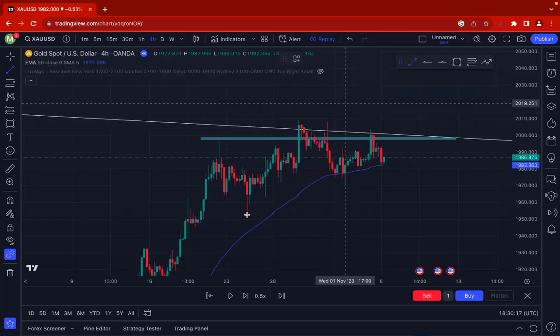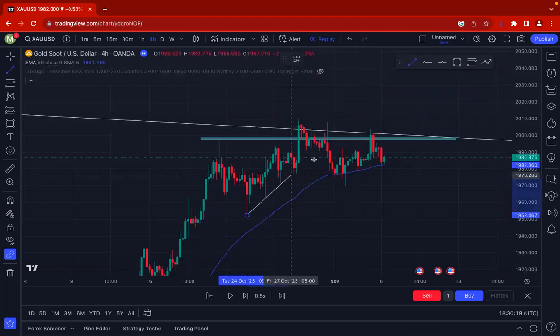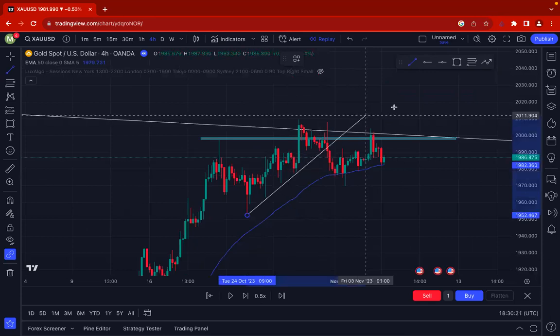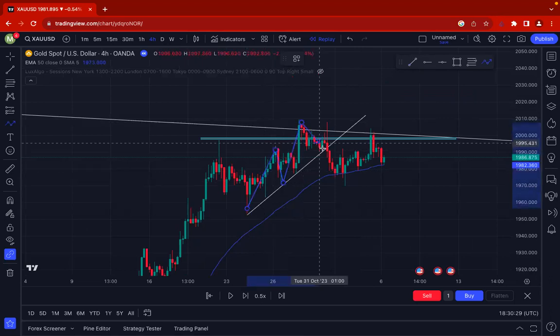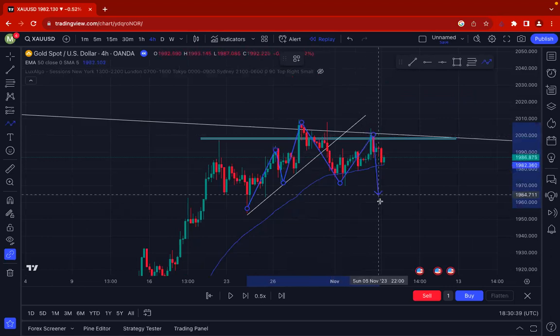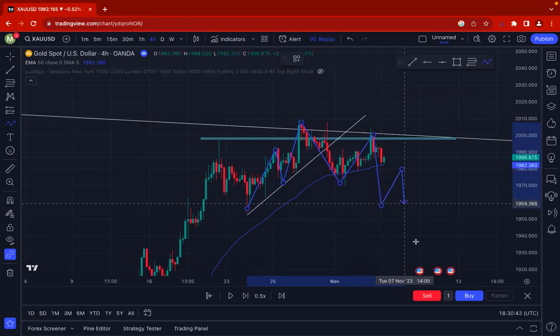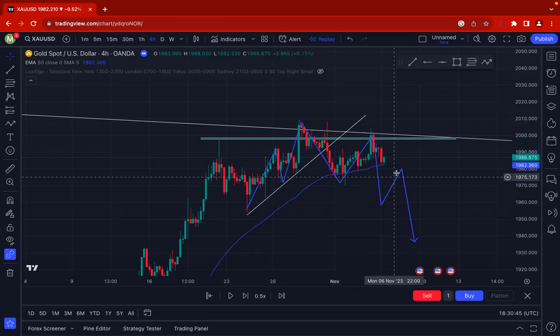So how am I confirming that? This was an uptrend, creating a higher high, higher low, higher high. Here it was supposed to create a higher low, but it broke and created a lower low and then created a lower high. So what I'm expecting is gold will create another lower low here, having this as a trend reversal.